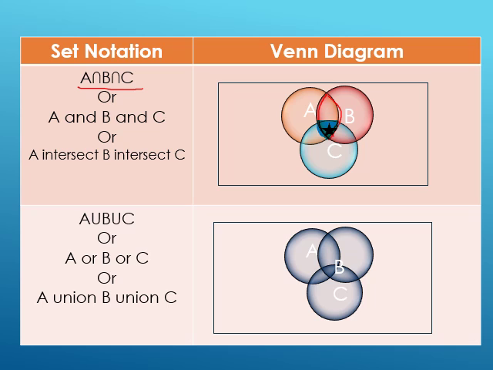The next one, A union B union C. It's very easy. As you know that union means everything. So everything in A, everything in B, everything in C. So shade these three sets.